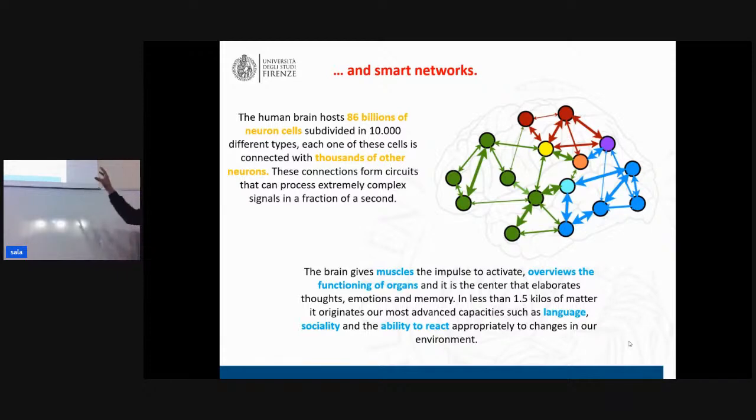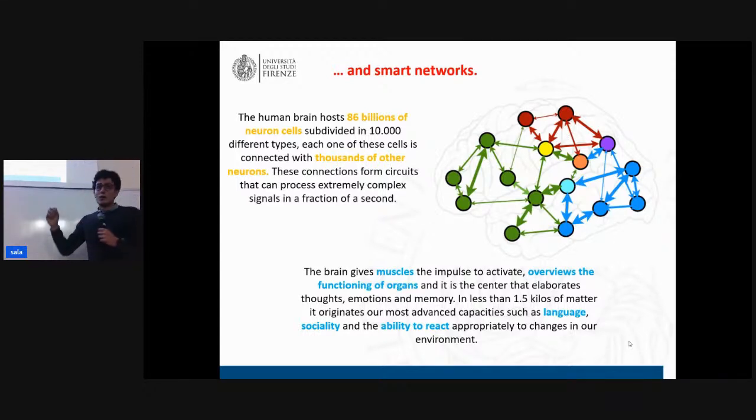And each one of these 86 billion neurons has potentially thousands of connections with other neurons. So the number of connections is really big, because it's 86 billion times 1,000. So it's a lot.